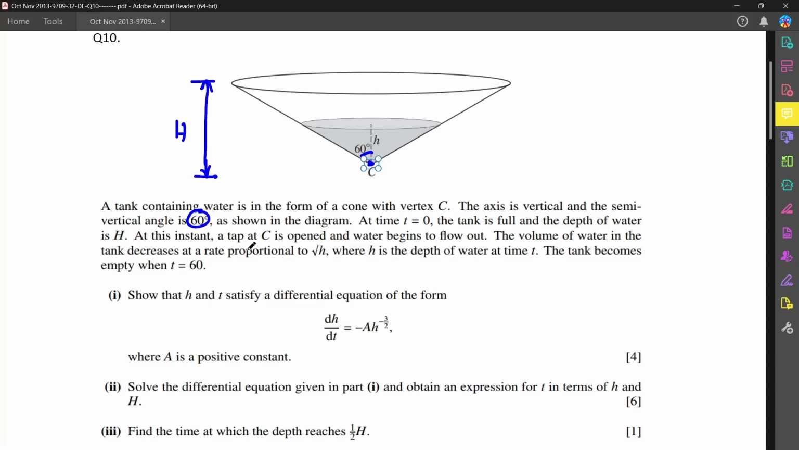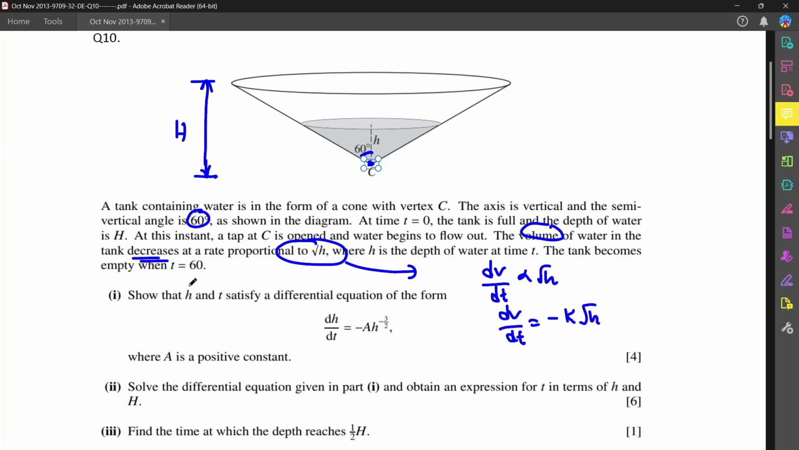At the instant a tap at C is opened and the water begins to flow out, the volume of the water in the tank decreases. The volume decreases at a rate proportional to root h. So what this tells us is that dV by dt is proportional to root h. Therefore dV by dt equals, since it's decreasing, a negative constant, minus k root h. So that is the expression for dV by dt.